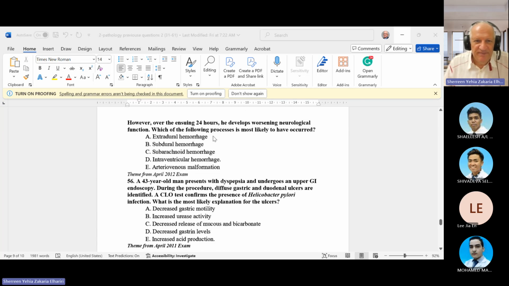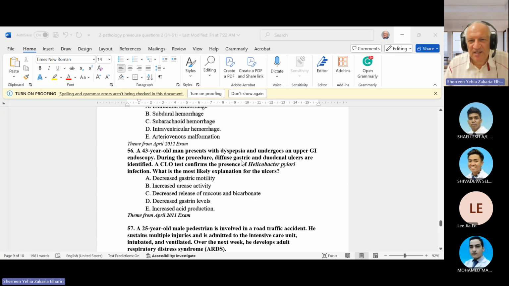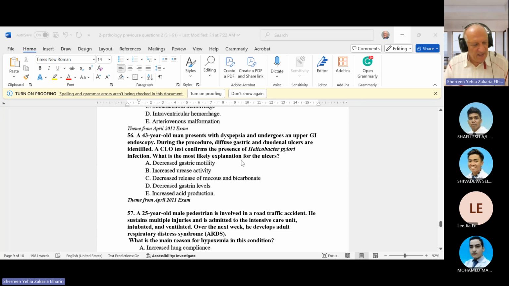Of course, it is not extradural. Extradural occurs due to trauma. Subdural occurs due to trauma and old age. Subarachnoid occurs in AV malformation, like an aneurysm. They can cause subarachnoid hemorrhage, but they found intraventricular hemorrhage occurs in babies. Okay.